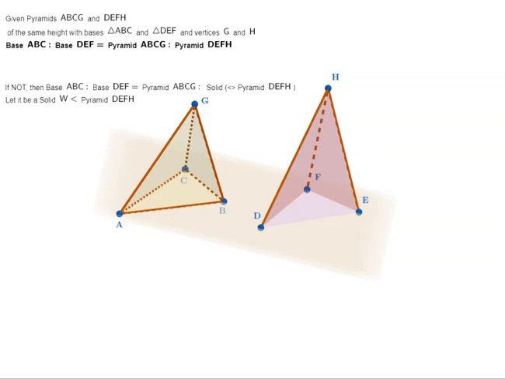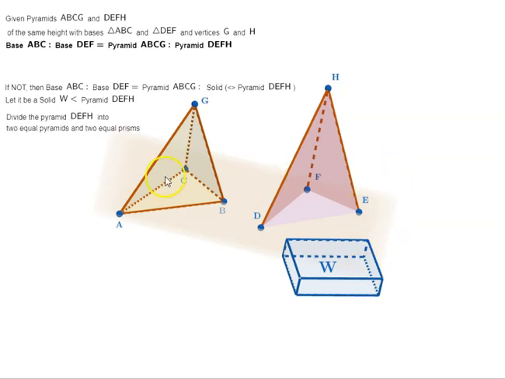So let's actually bring in this solid. Here, this solid is less than this pyramid DEFH. Now divide the pyramid DEFH into two equal pyramids and two equal prisms. We know how to do that. So let's do that, and the other pyramid. And what is left out are the two prisms. We have seen previously that the two prisms in a pyramid which has been divided are greater than half of the pyramid DEFH.